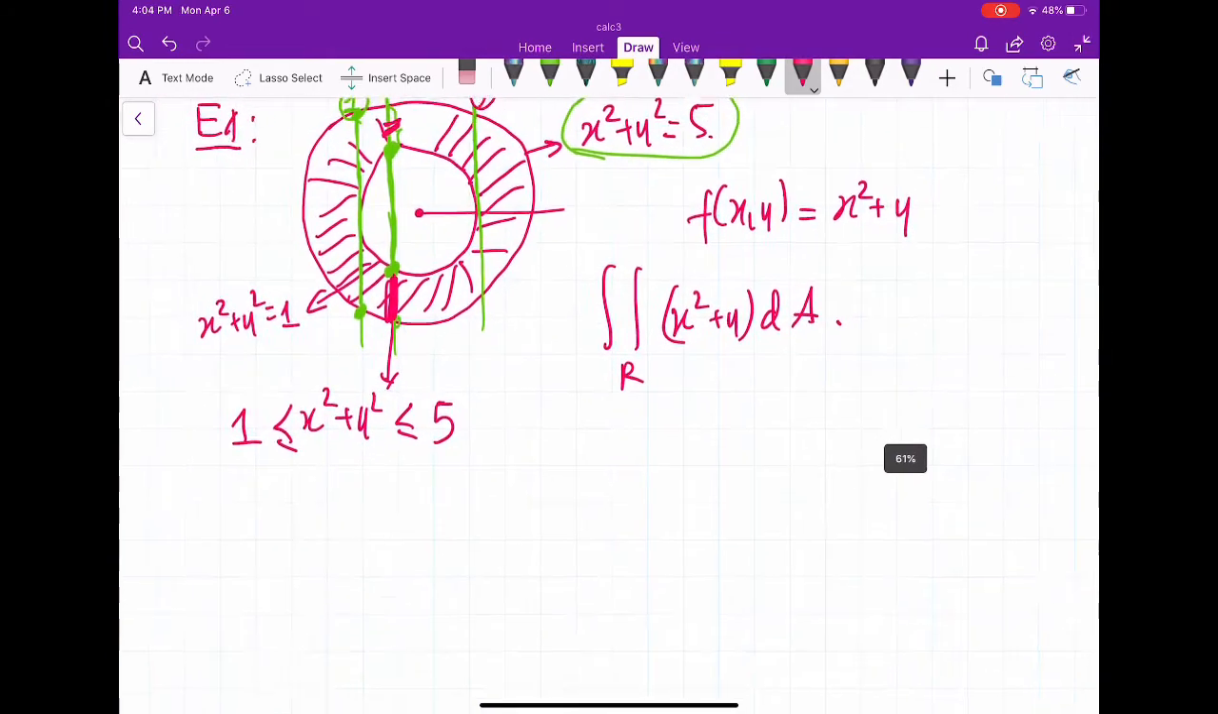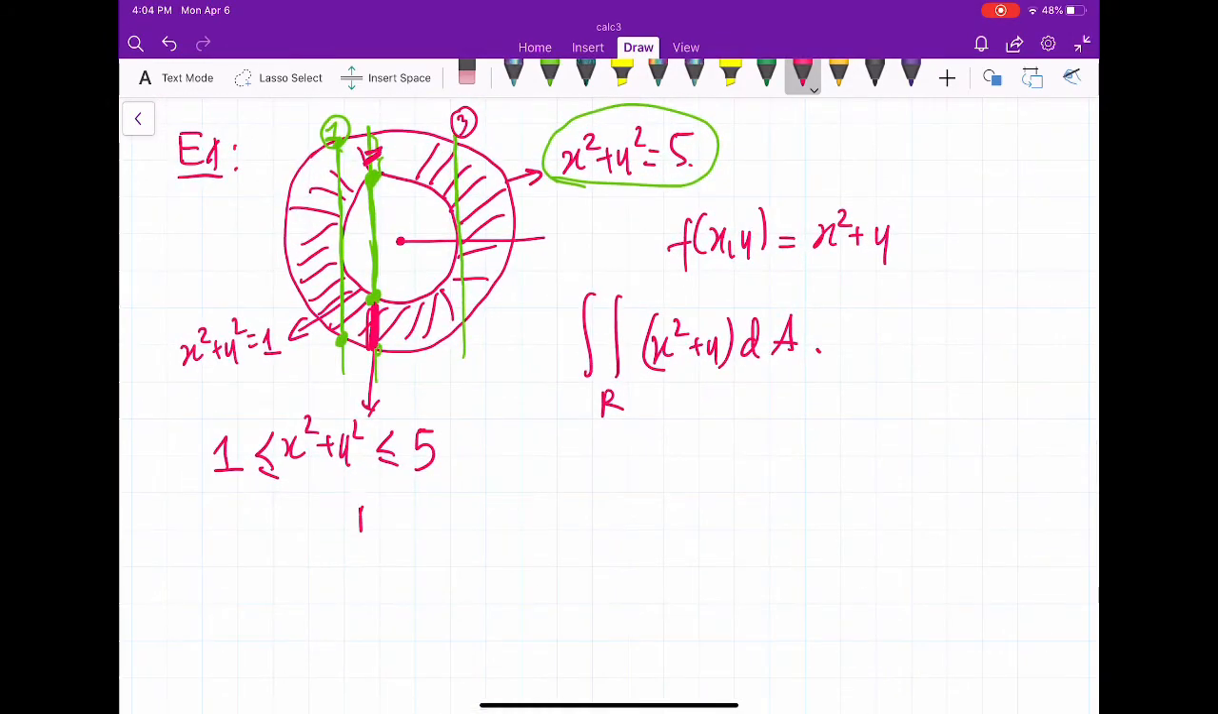Let's use polar coordinates in this situation. So I have r greater than or equal to 1, less than or equal to square root of 5, because in this case r squared is 5. And theta is between 0 and 2 pi. That is our region in polar coordinates.